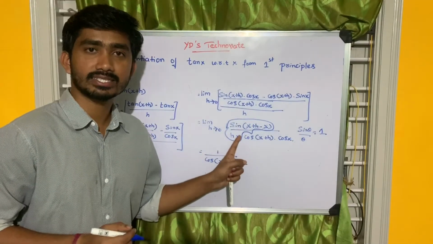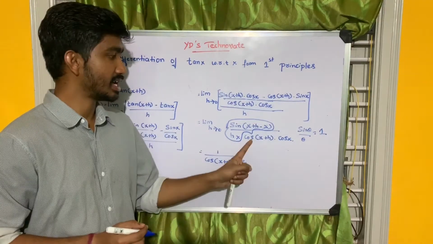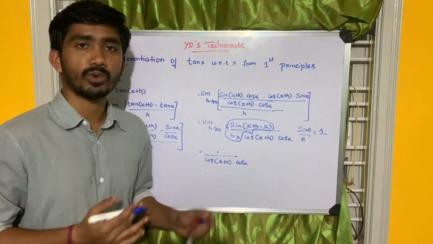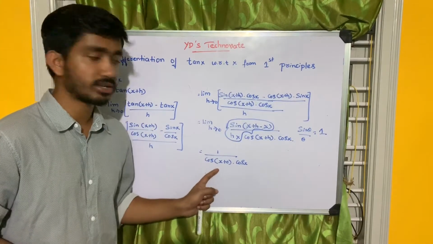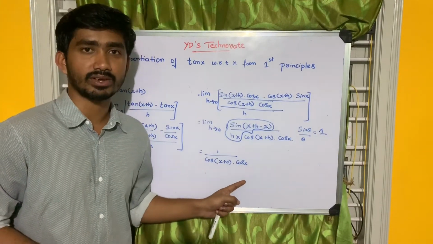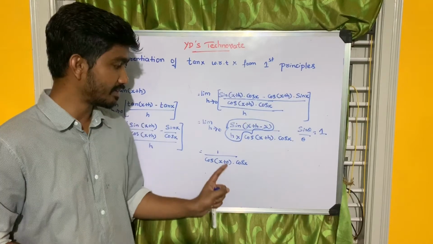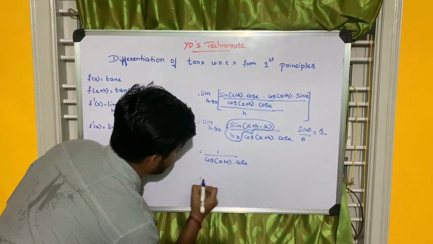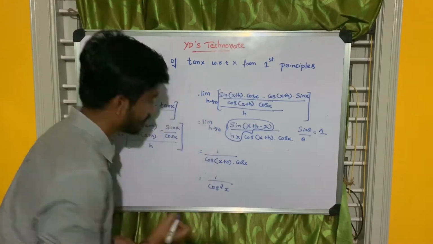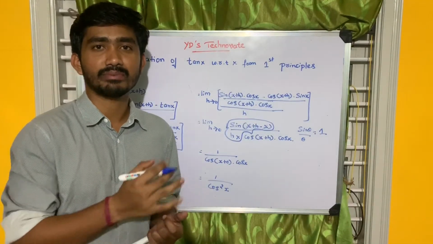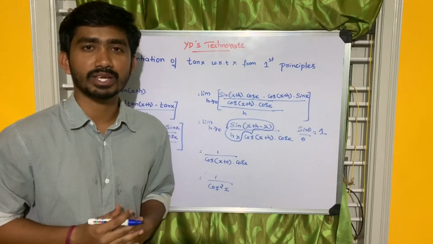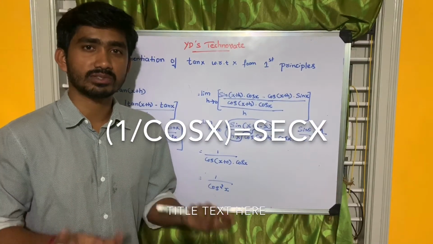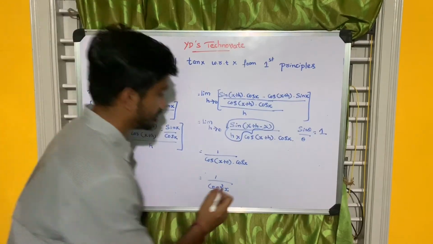I have considered this sin h by h as 1 and I have applied the limits, where h tends to 0. What is remaining now? 1 divided by cos of x plus 0 into cos x. X plus 0 is x itself, so it is cos x into cos x, which is cos square x. What is 1 by cos x now? We know that 1 by cos x is secant x. So 1 by cos square x will also become secant square x.